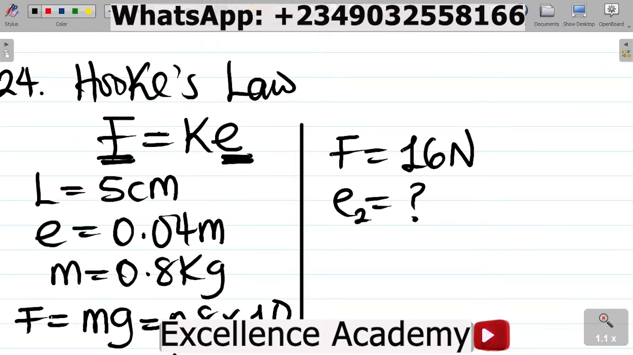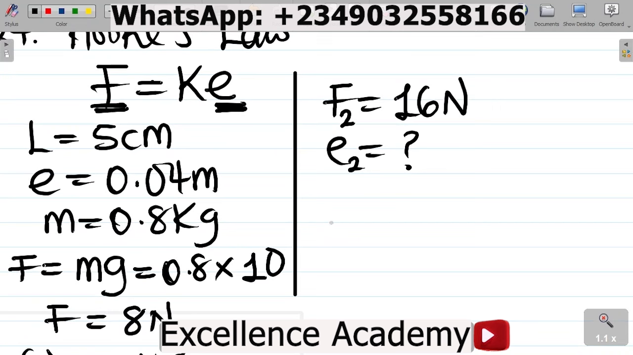Now for the second case, I was given a second force. They said the force was now increased to 16 Newton. And I'm asked to find the extension. How do you find the extension? From here, we'll have that F2 is equal to K times E2. Observe that I just use K. I didn't use K2 because K is a constant.